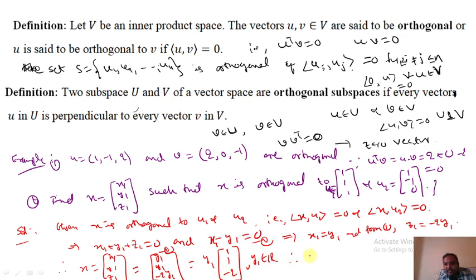Therefore x equal to (1, 1, minus 2) is orthogonal to u1 and u2. You can check it. The dot product of x with u1 is 1, 1, minus 2 with 0, 1, minus 1, which is 0. That means this vector is orthogonal to u1 and u2. So this is the way to find orthogonal vectors.